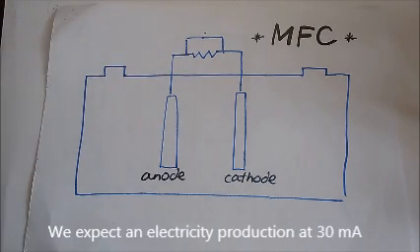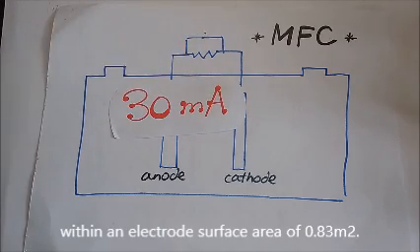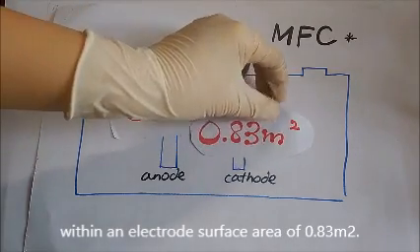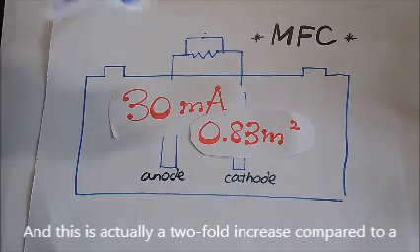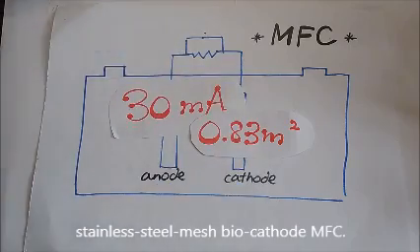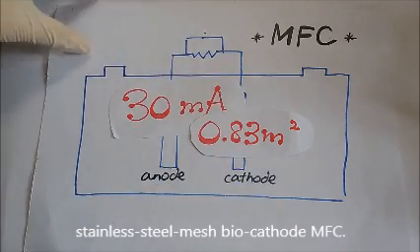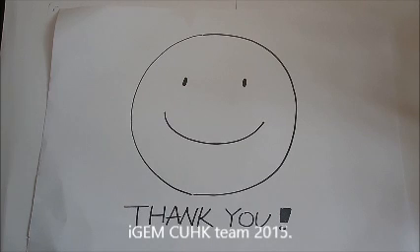We expect an electricity production at 30 mA within an electrode surface area of 0.83 square meter. And this is actually a twofold increase compared to a stainless steel mesh biocathode MFC. So, this is a general overview of our project from iGEM CUHK Team 2015.